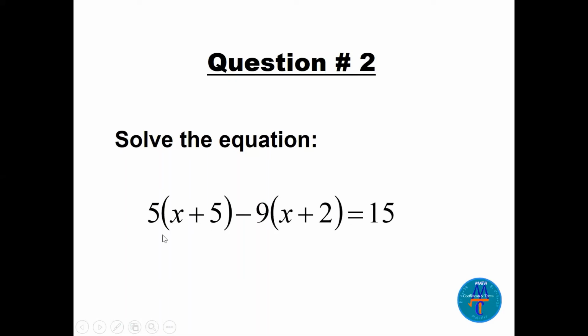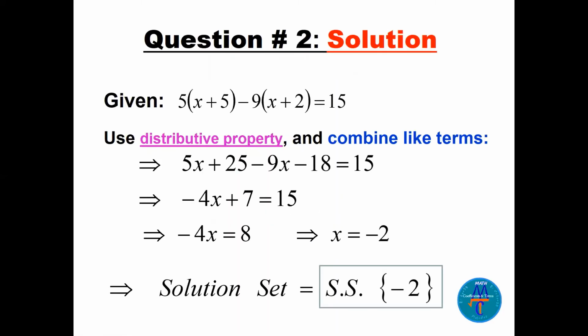Now, you can pause the video again if you like. What can you do here? 5 bracket x plus 5 minus 9 bracket x plus 2 equals 15. We need x. Well, for sure we can distribute the 5. We can distribute the 9 and then subtract. Let's find x. What is the value of x you get? Let's check it. Well, the answer is minus 2.